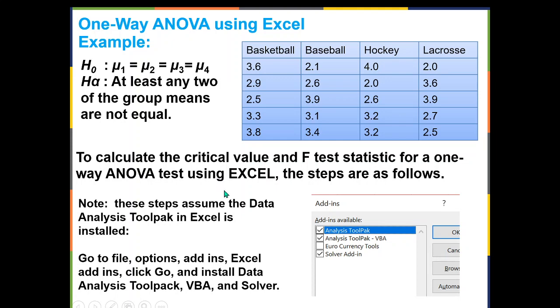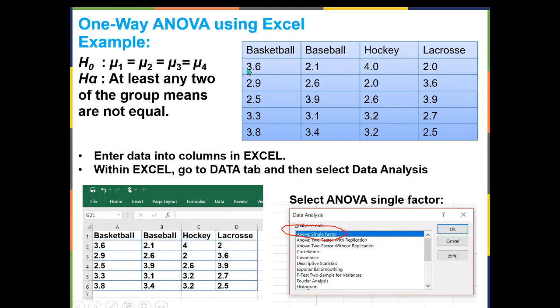I'm going to go through the instruction here. Once you do that, you're going to go to Excel and enter data into columns in Excel. You don't even have to name them. You could name them on the top and then put the data here in Excel. Then within Excel, of course, you go to Data right here, right? And then select Data Analysis. Once you select Data Analysis, you have to pick which one you want. We want ANOVA single factor.